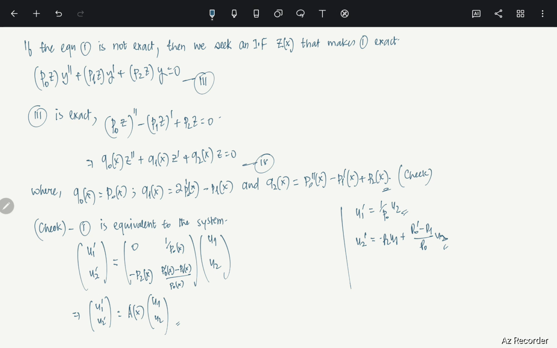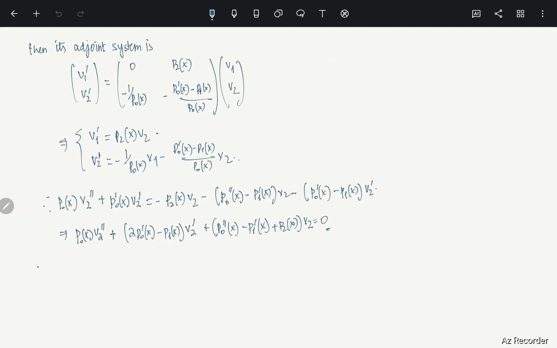You understand the original equation. So if you are given an equation, and then you multiply it with an integrating factor, and after multiplying, if the resulting equation is exact, then that equation is nothing but the adjoint of the original equation. That's what it is saying.